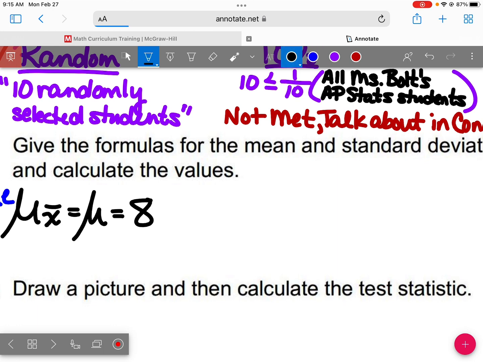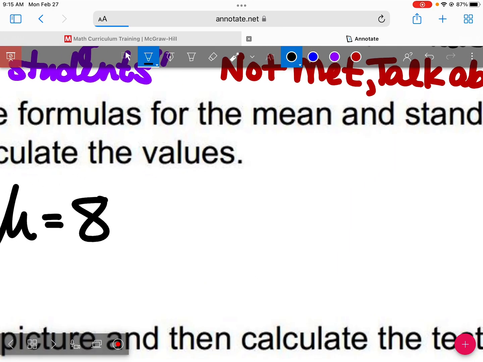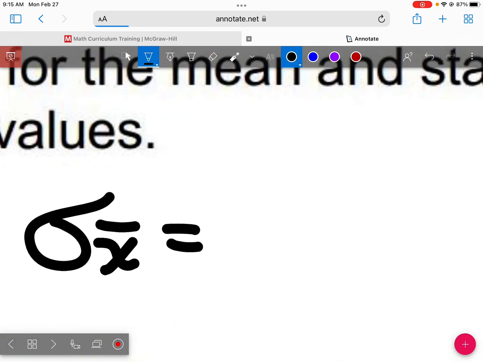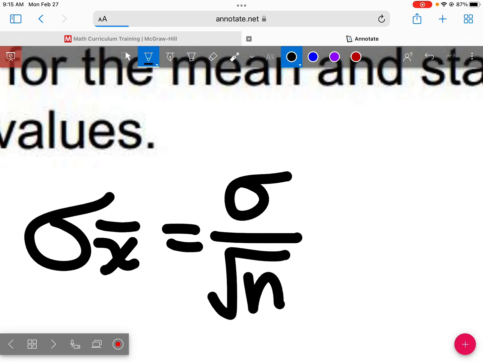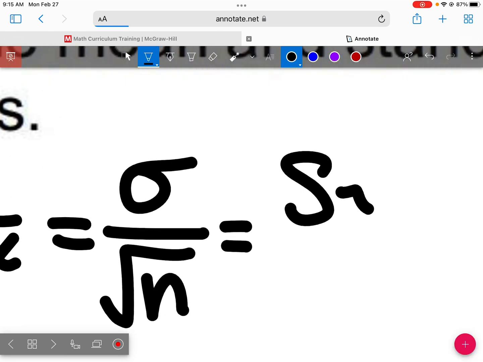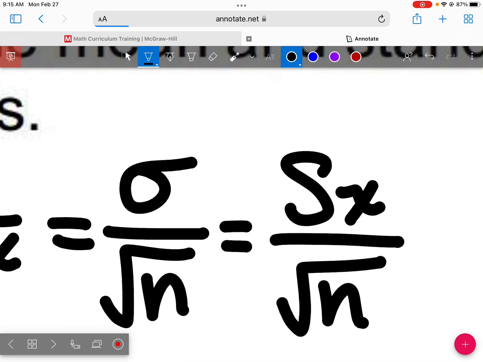How do I find sigma of X bar? Sx, or sigma if I have it, right? Over square root of n. Since I don't have sigma, we are going to use Sx over the square root of n.